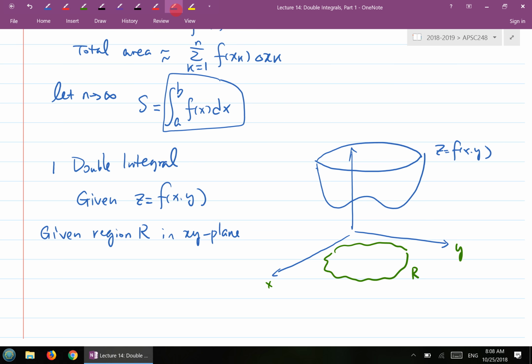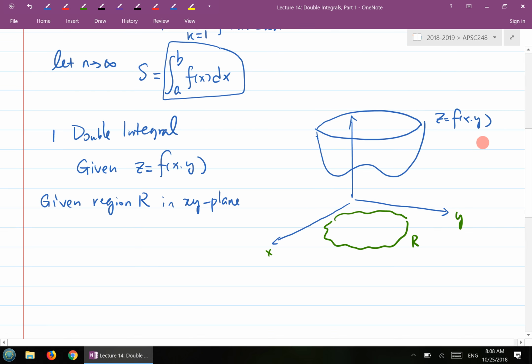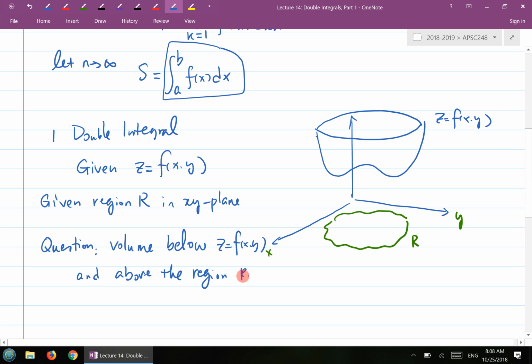So how do I formulate the problem now? Let's say we ask this question: what will be the volume below this surface and above the region R? That's a legitimate question. You have a surface on the top and a flat region at the bottom. So what will be the volume between these two objects?